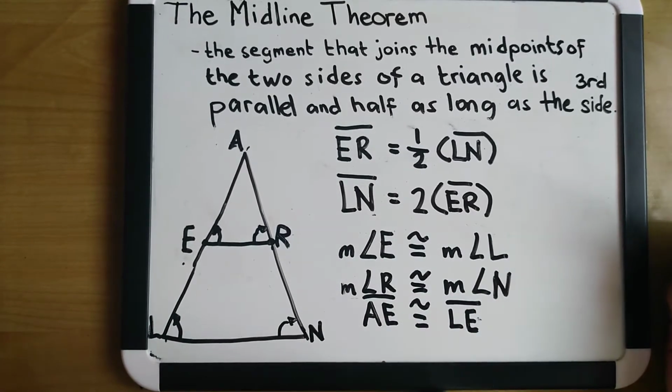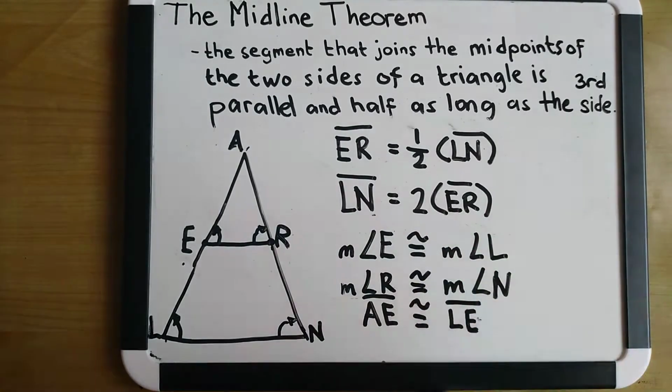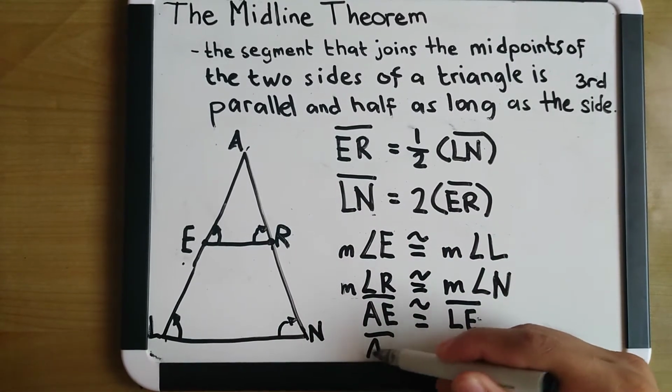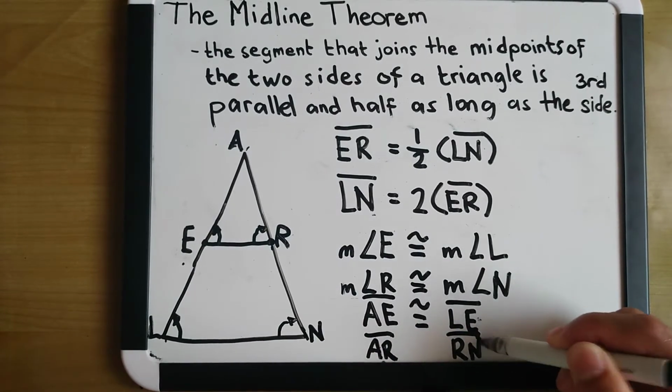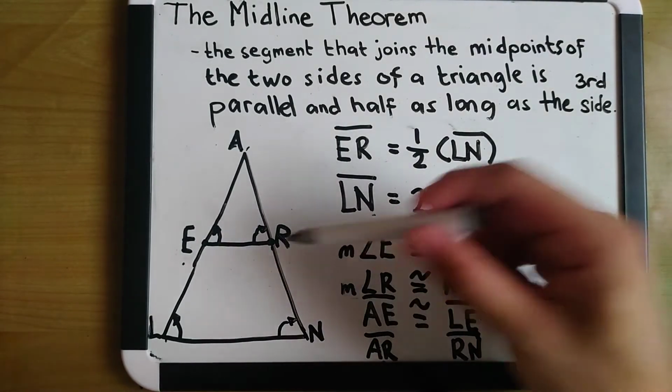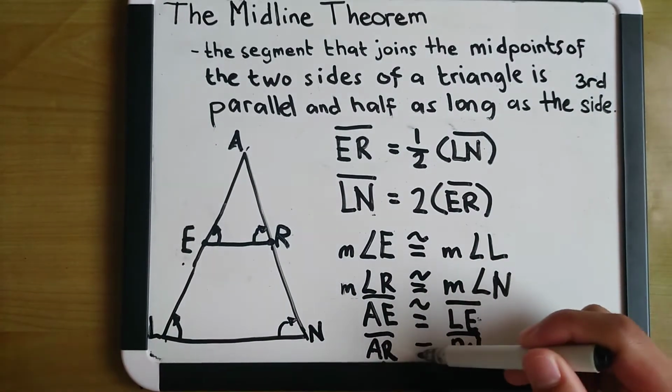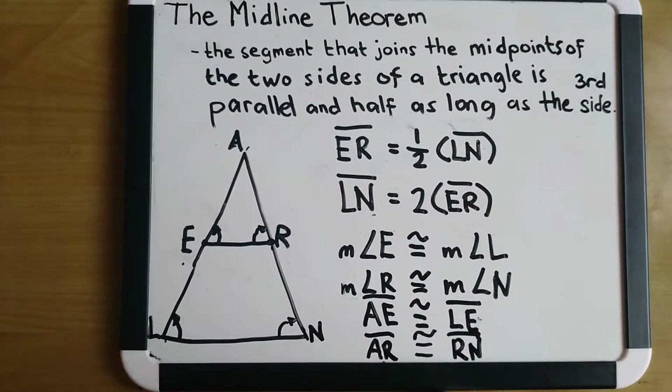We can also say the same thing on the second side. Line segment AR and line segment RN are formed because of the midpoint R. These two line segments are also congruent. The line segments formed on each of the two sides of the triangle are congruent because of the midpoint. Now begs the question, how and when do we use the midline theorem? What is its purpose? What is its function? We will see in the following examples.